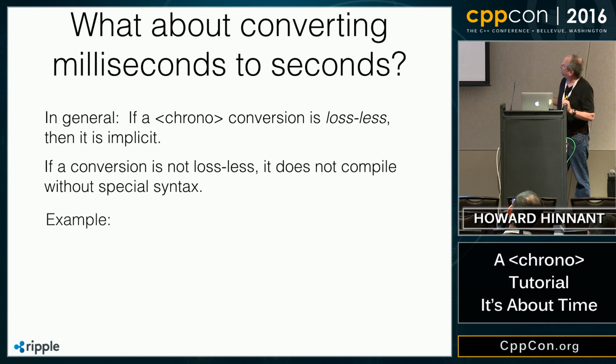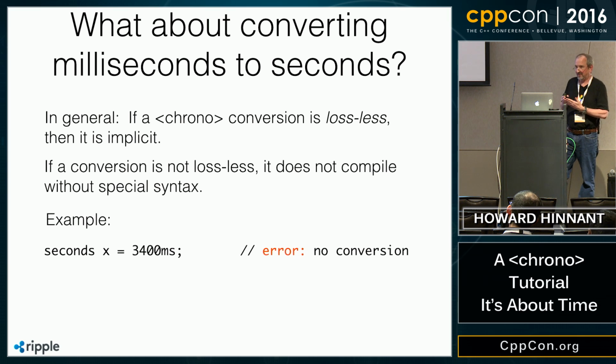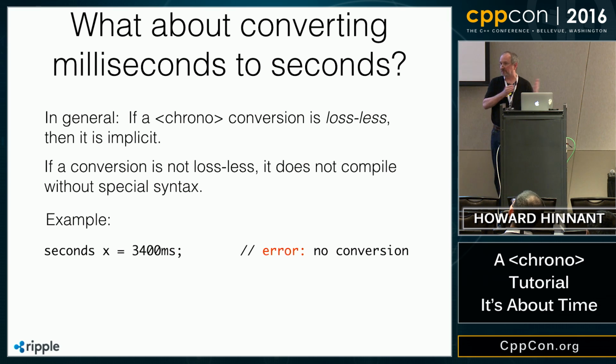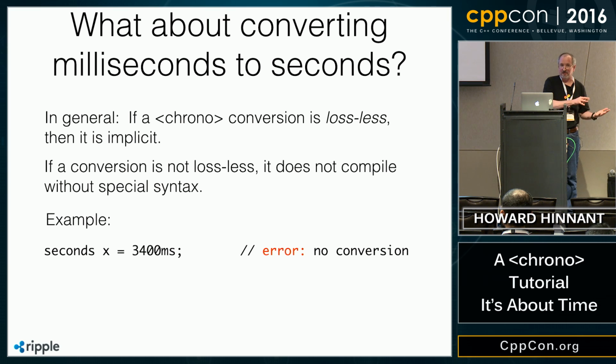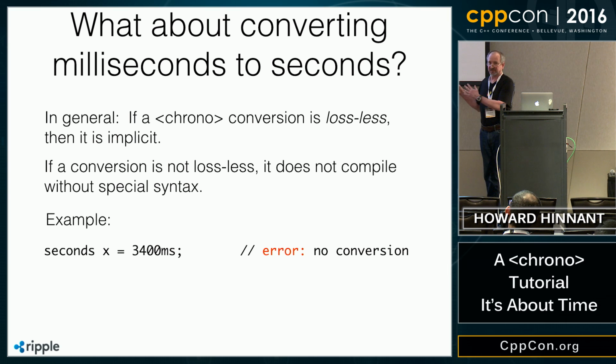So in general, so far we've only talked about what I call lossless conversions from seconds to milliseconds. If you have a certain number of seconds, you can always represent that in milliseconds, assuming you don't go over the 292 million year boundary. So the milliseconds can always exactly represent the number of seconds you had. And so all lossless conversions are implicitly allowed to happen, as we've seen.